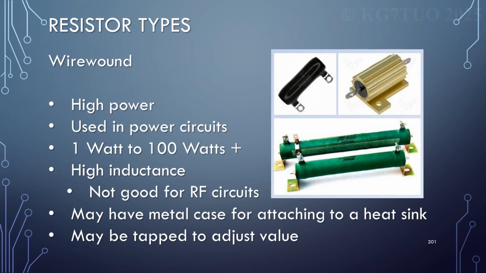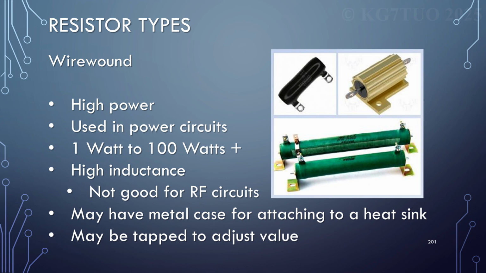Okay, wire wound resistors. So this is the one I was talking to you about. That has got a wire wrapped around an insulator, and it's got a wiper, and that is a variable resistor, so they're wire wound. High power, they're used in power circuits. The 1 watt to 100 watts plus, high inductance, not good for RF.